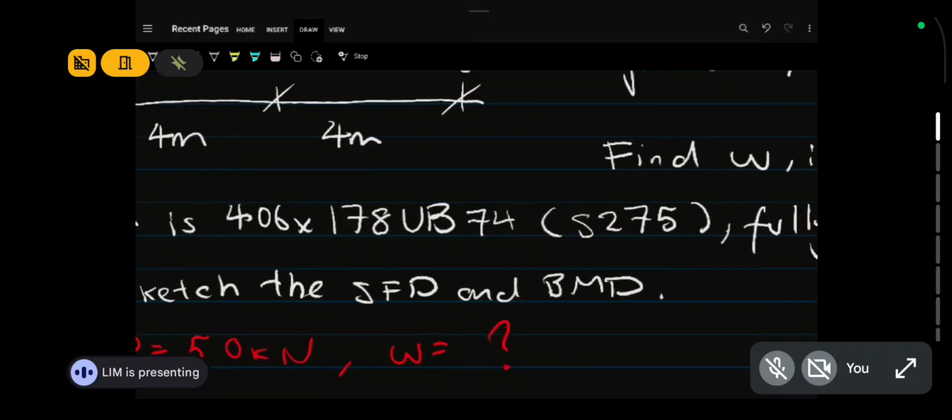Actually, it's 74, but you cannot use that 74. Like what some say, you should go to the table, because 406 is approximate, 178 also approximate, the 74 also approximate. You go look at the table. It's actually not quite 74. What does the table say? The Excel table?